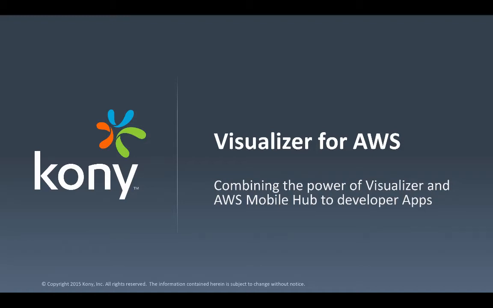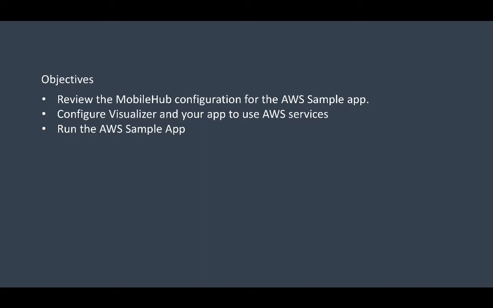If you're familiar with AWS Mobile Hub, but you haven't used Kony Visualizer or are curious how to connect Kony-built apps directly to your AWS services, then this video will help you get the AWS demo application for Visualizer up and running quickly so you can start exploring Visualizer and the AWS Mobile Hub development. In this tutorial, we will review Mobile Hub configuration with our sample app, configure your Visualizer for AWS IDE, and connect the sample app to your Mobile Hub services.